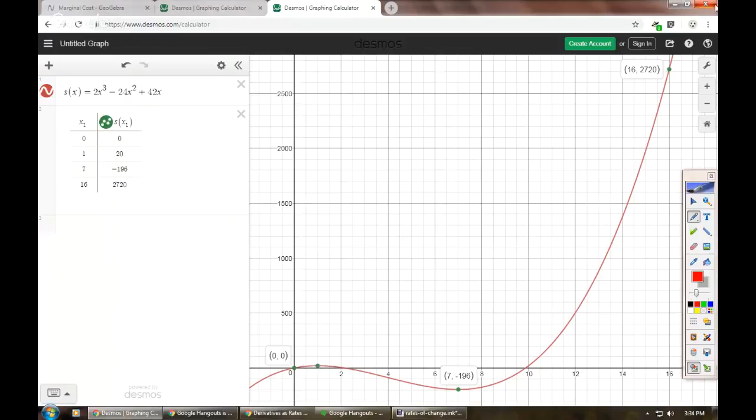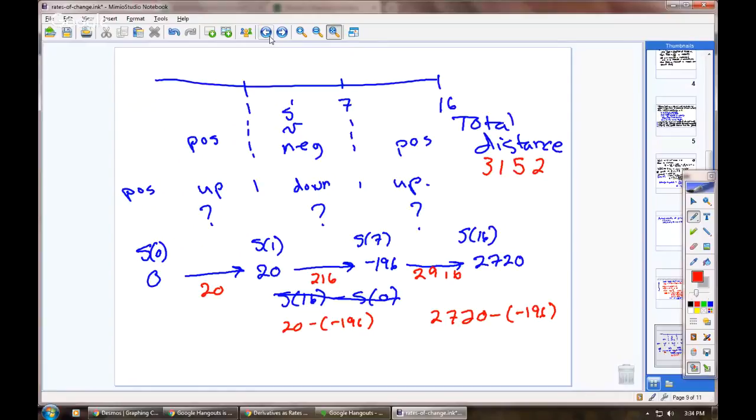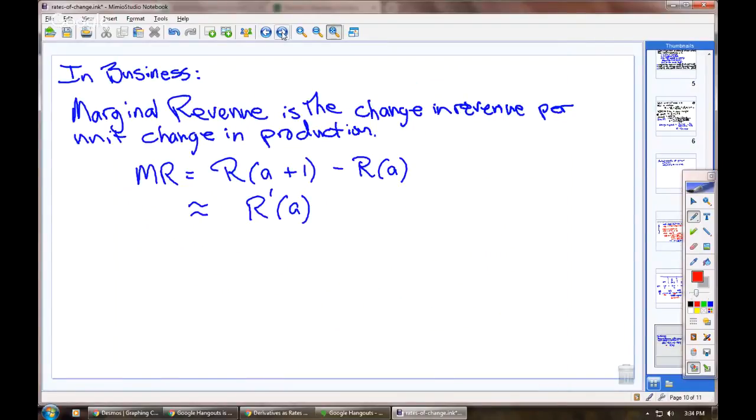Up, down, up again. Okay, not too bad. Calculus helps us figure that out. Beautiful. Next. Business. Marginal revenue is the change in revenue per unit change in production.